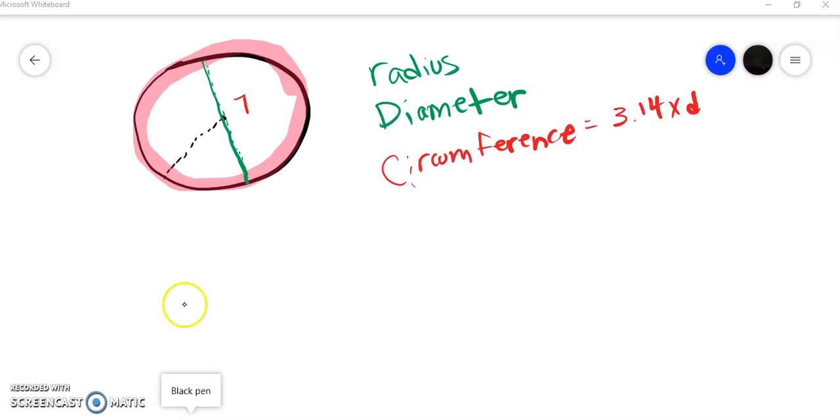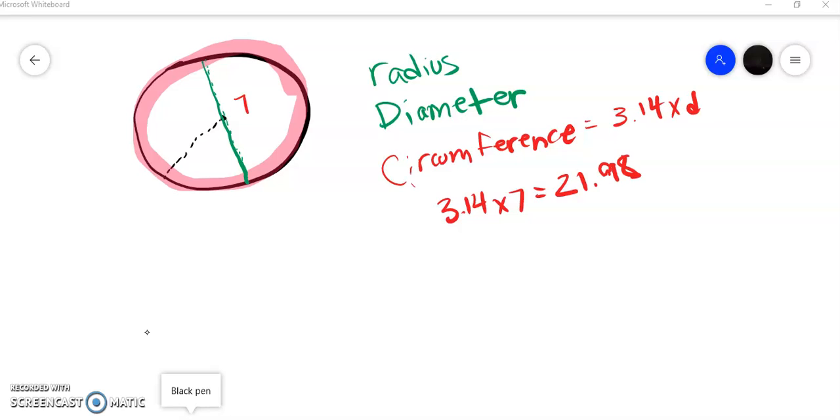So if our diameter is 7, we're going to type into our calculators 3.14 times 7, and that should give us 21.98. And again, sorry for the handwriting.